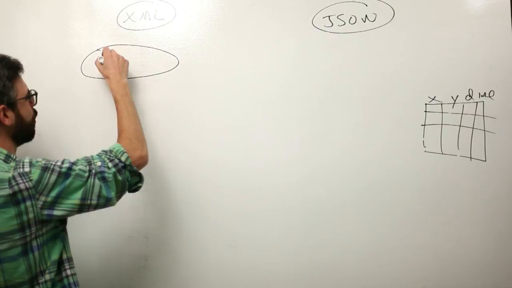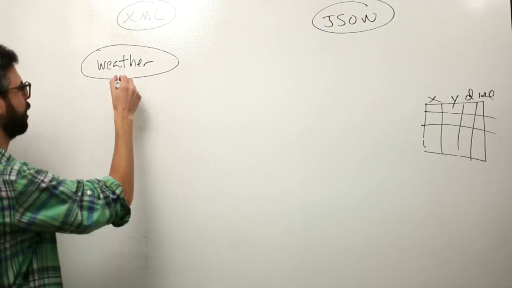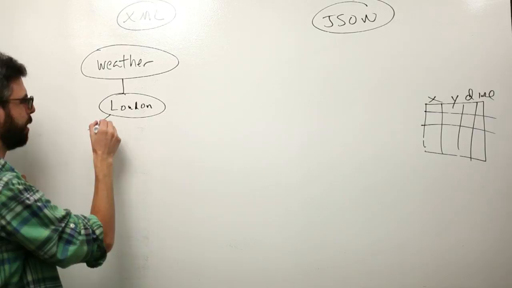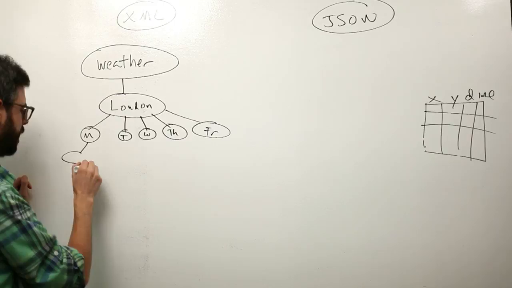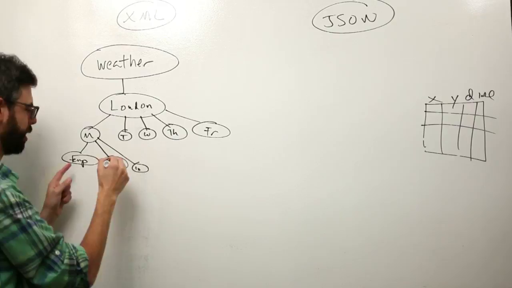And then maybe I have a location, which is a child of the weather, which is London. And then maybe I have five children, like Monday, Tuesday, Wednesday, Thursday, Friday. And each one of those has a temperature and a high and a low, like a current temperature, a high and a low. I'm kind of going on and on here. But you can see this is how you might think of the data.